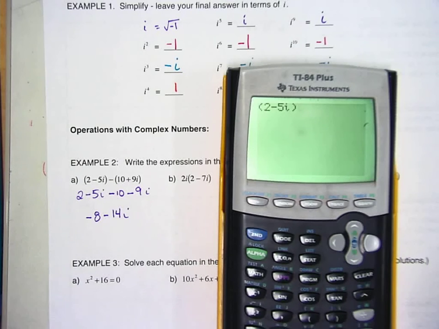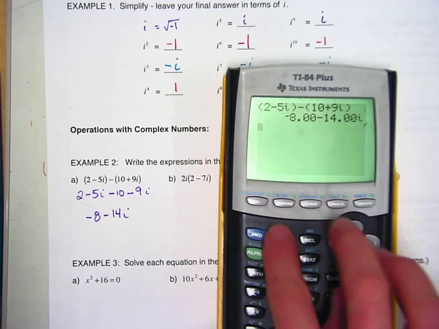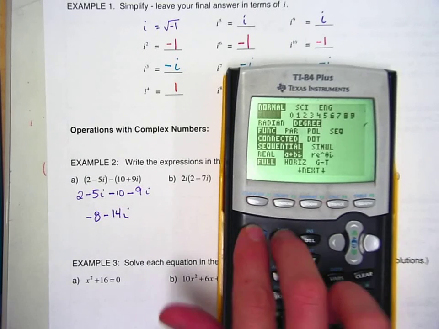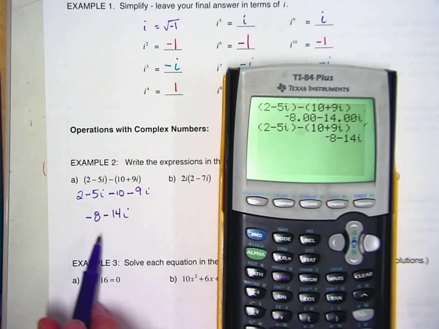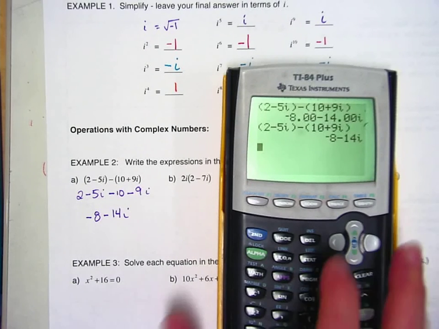So 2 minus 5i minus 10 plus 9i. Press enter. Okay, and then I have this in the wrong mode, so let me do this again.